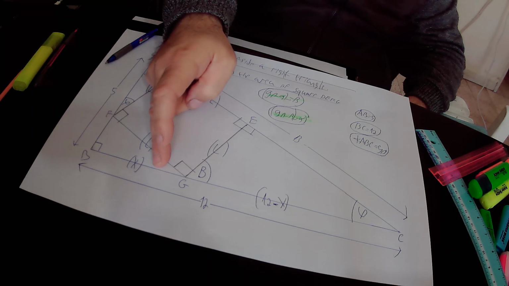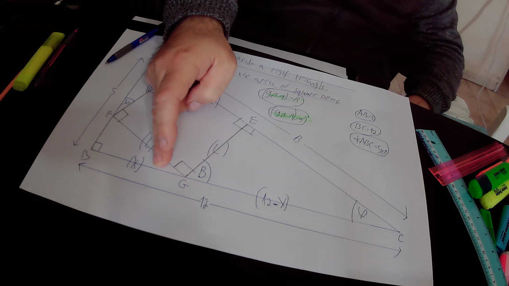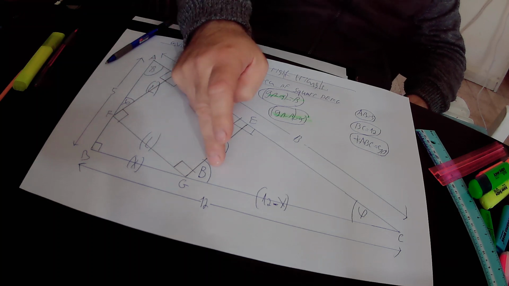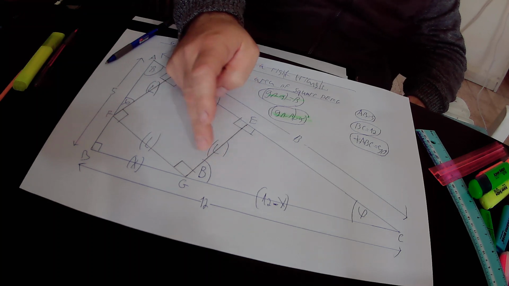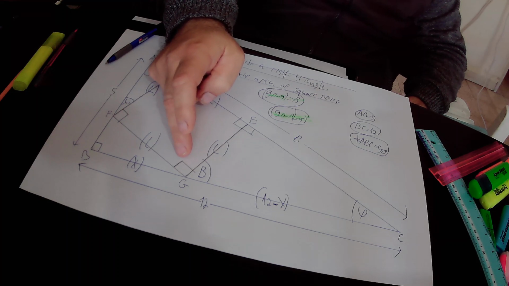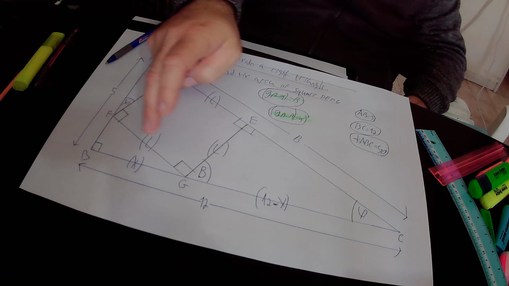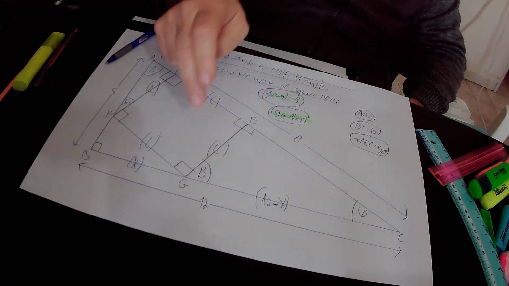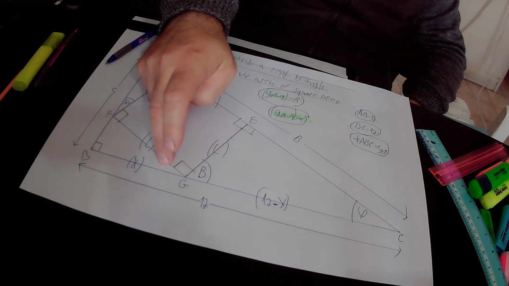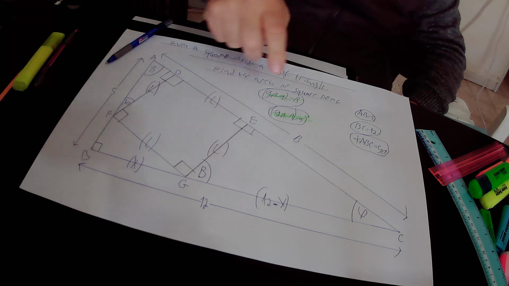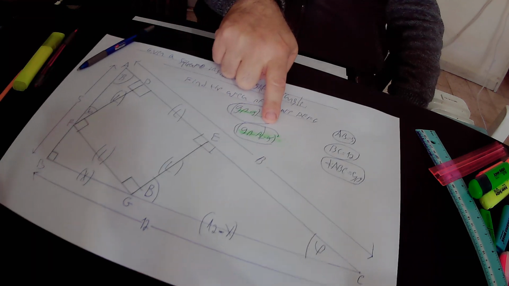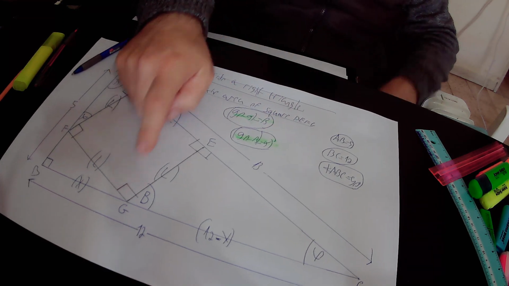Therefore, the missing angle here must be equal to 90 degrees minus beta. Why? Because 90 degrees minus beta plus beta is 90 degrees, and 90 degrees plus 90 degrees is equal to 180 degrees. That is the sum of the angles on the upper side of the straight line BC at point G. So the missing angle here must be equal to 90 degrees minus beta. But 90 degrees minus beta equals alpha, therefore the missing angle here equals alpha.